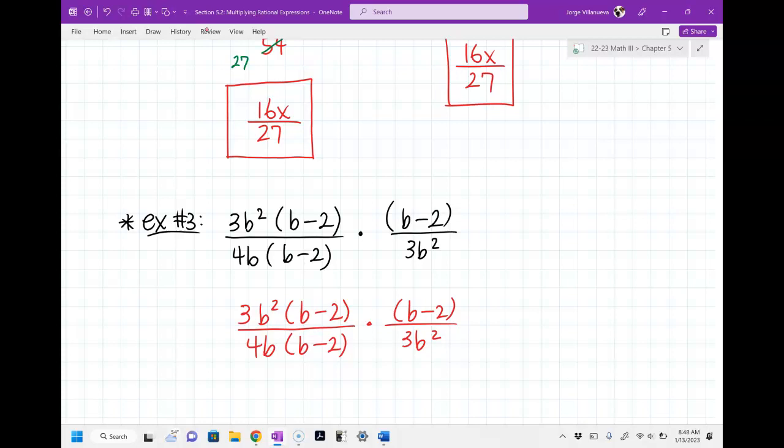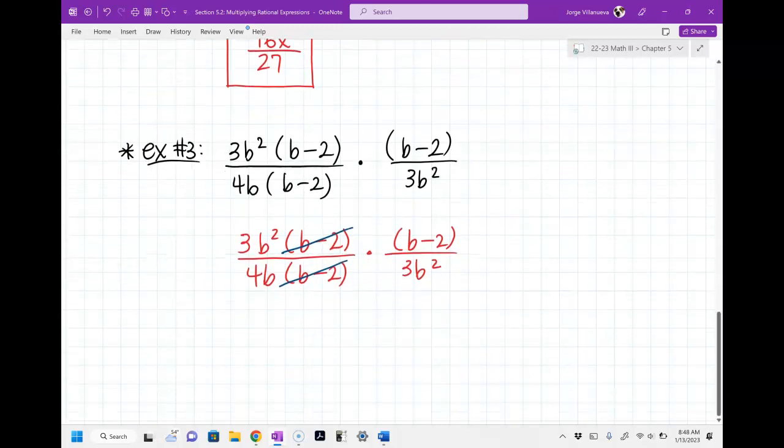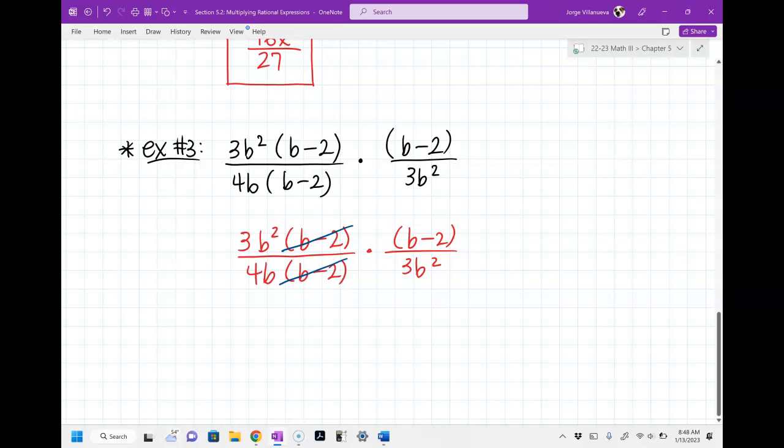So, what can I cancel out? What looks obvious to you that I can cancel out? The b minus 2. Now, I can either cancel it out like this, here and here, or here and here. Either way, it doesn't matter. Okay? I can do that. So those are gone. What else can I cancel out? The 3b squared on both top left and bottom right. I can actually get rid of the 3 with this 3, the b squared with this b squared.